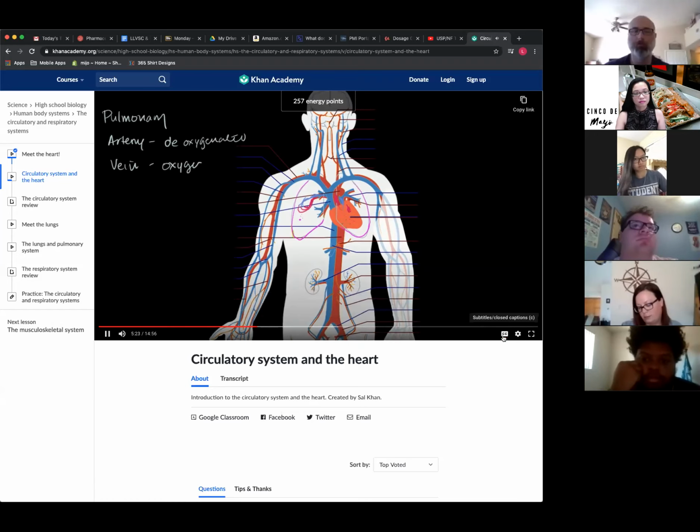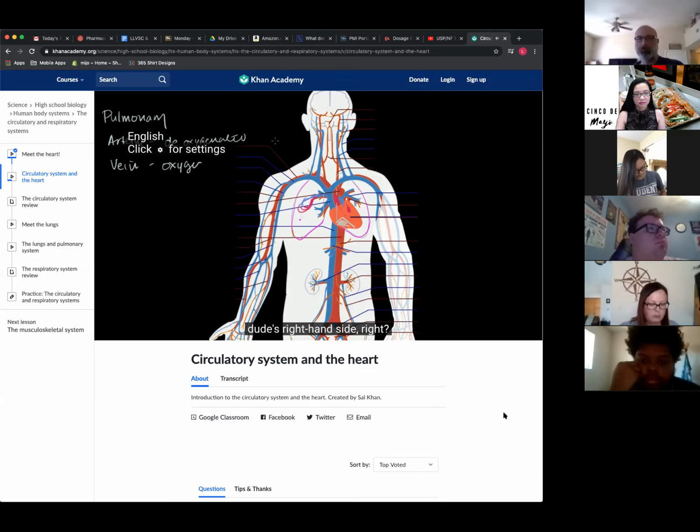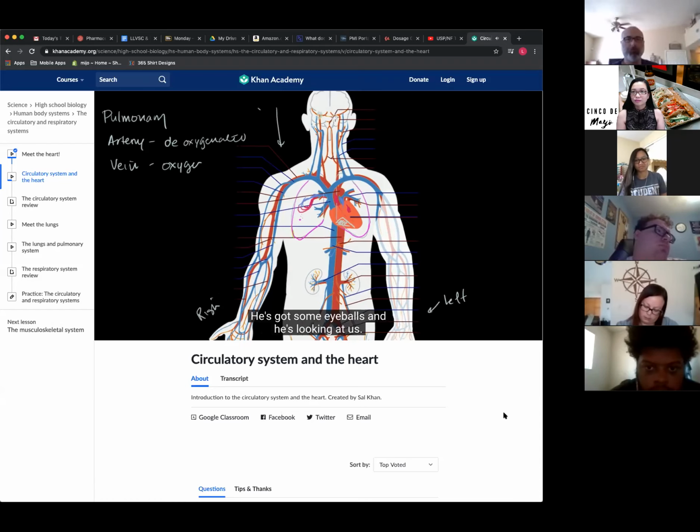But what we have is the heart pumps deoxygenated blood from the right ventricle. You're saying, hey, why is it the right ventricle? That looks like the left side of the drawing. But it's this dude's right-hand side, right? This is his right hand, and this is his left hand. He's looking at us. We don't care about our right and left. We care about this guy's right and left, and he is looking at us. He's got some eyeballs, and he's looking at us. So this is his right ventricle.